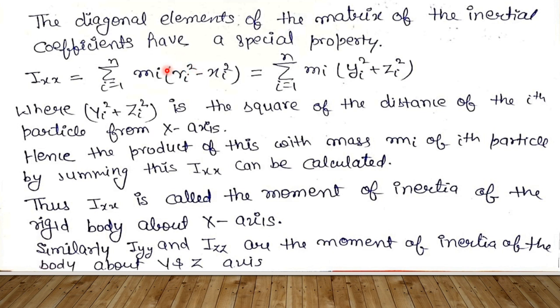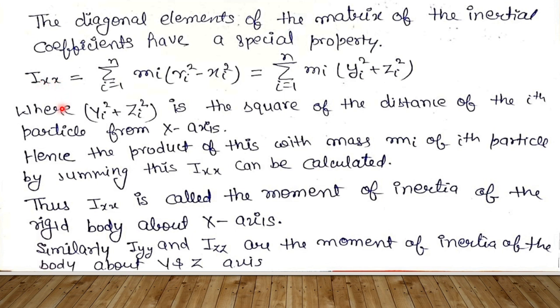So by putting the value of ri square, we have this term because minus x square plus x square will be cancelled. So we get I_xx equals the sum from i equals 1 to n of mi (yi square plus zi square). Similarly, we can write for Iyy: here the y term will be cancelled and the remaining terms will be zi square plus xi square. Similarly, these terms can be written for Izz.